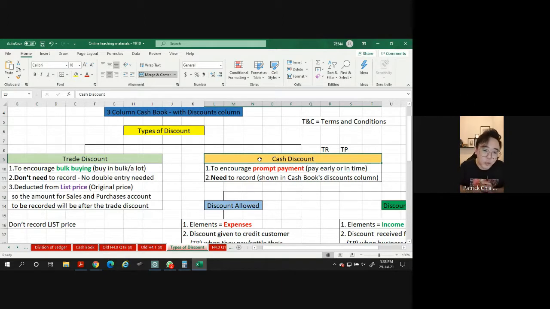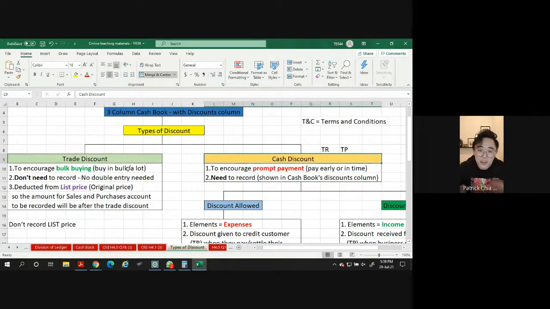But what if I don't pay early? What if I pay 1 week later? How much do I owe you? I'll owe you $10. But if I pay early, I only need to pay $9. So the $1 becomes a discount. Understand? So cash discount, always remember, even though you see the word cash here, it must relate to money. It must be paying early.